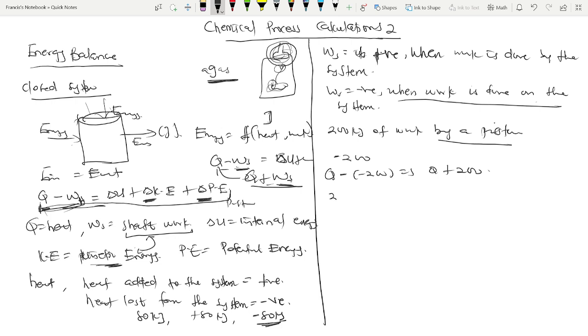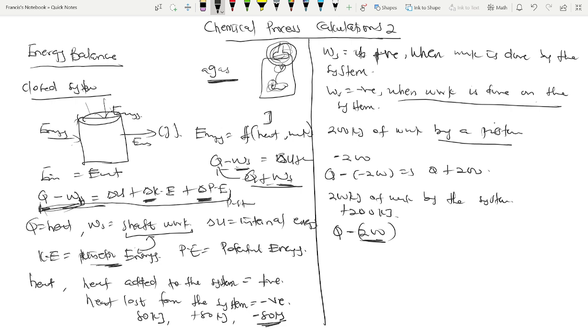Now, when we see that 200 kilojoules of work was done by the system, then it becomes positive. Our first law of thermodynamics becomes Q minus 200 because our 200 is positive. You just have to substitute it there. So that's all for the first law of thermodynamics for a closed system. You just have to know the conventions very well.